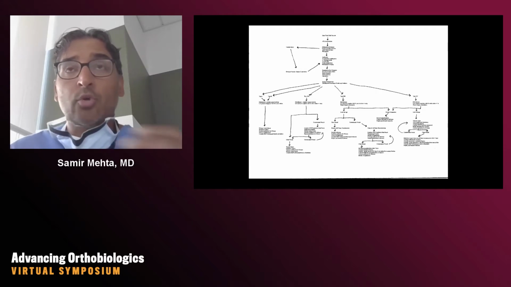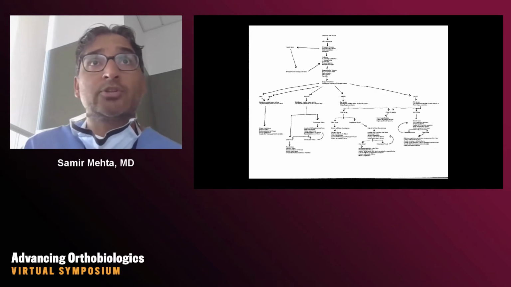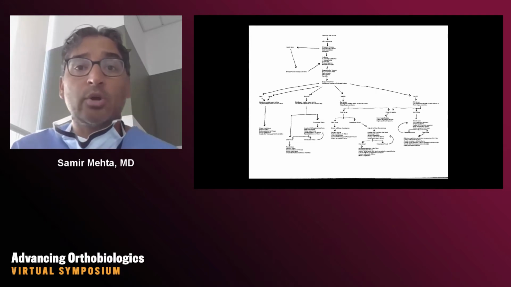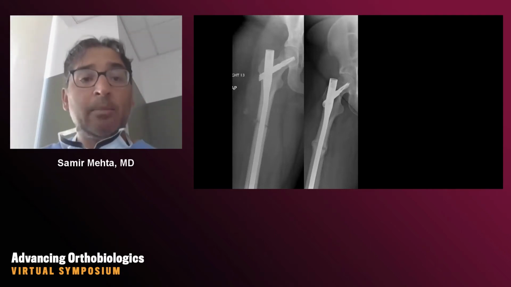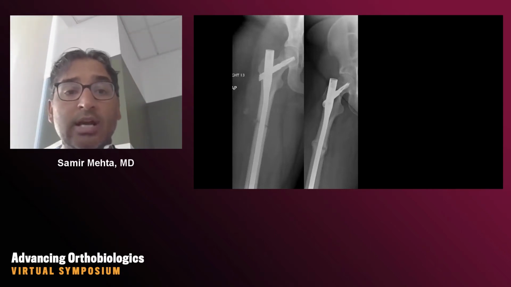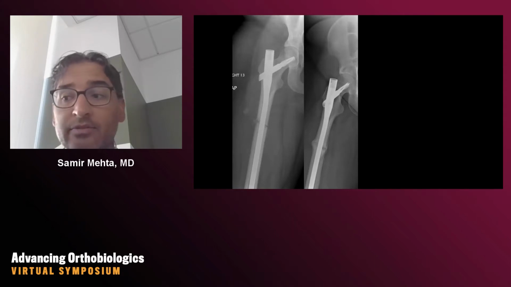So the question is how do we get to taking a complex injury or even a simple injury and getting them to heal without going on to a non-union? And when we talk about non-unions, we look at a patient like this. This is a 16-year-old. She's a college athlete. She was at college when she broke her femur. She plays tennis at a Division I school.